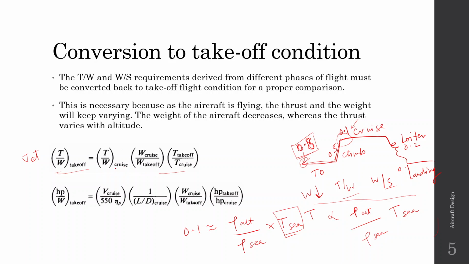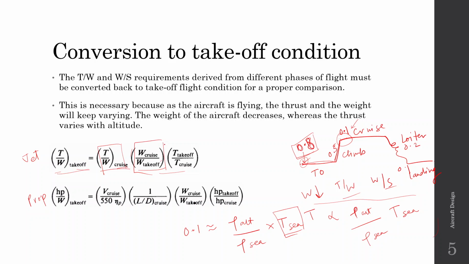In this example we are converting cruise thrust loading to takeoff thrust loading, and for propeller aircraft you have to use this formula. So you can see it's simple. This is the cruise thrust loading, and over here we are multiplying it with the weight at cruise by weight at takeoff. In the second week we saw how this conversion can be done, like how can we estimate the cruise weight and the takeoff weight. So how to find this ratio, we have seen it in the second week.